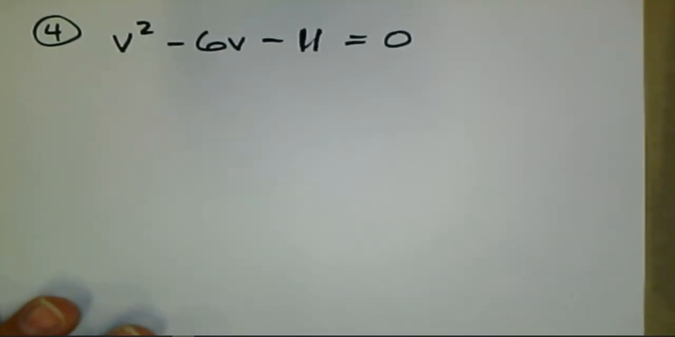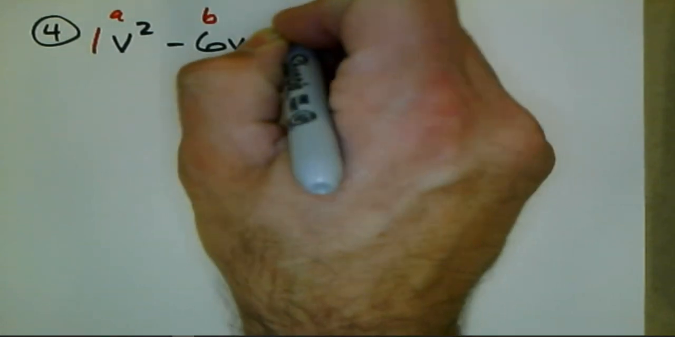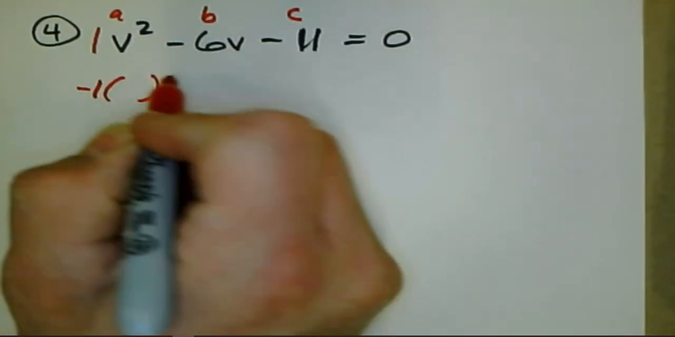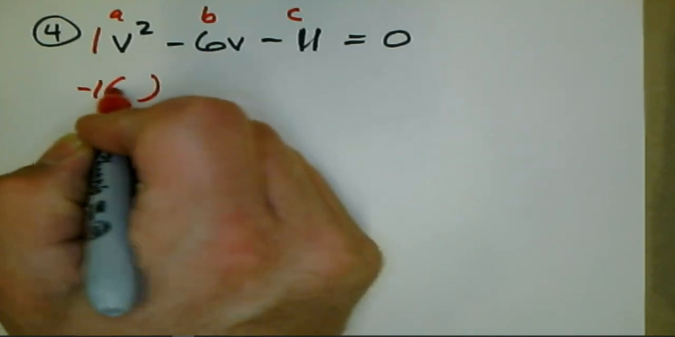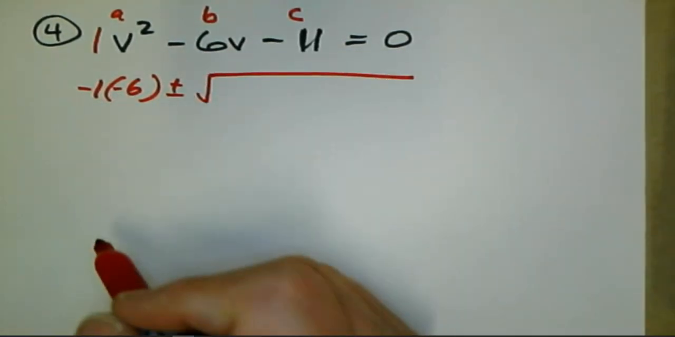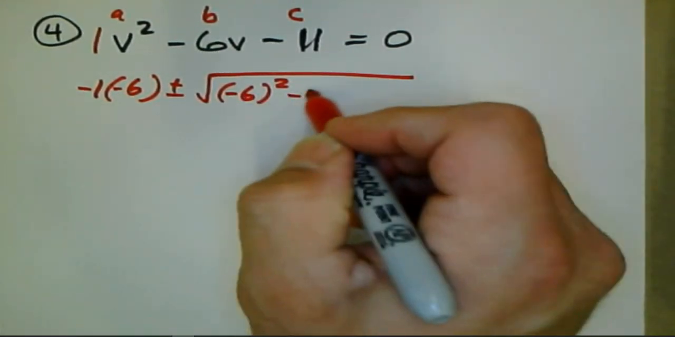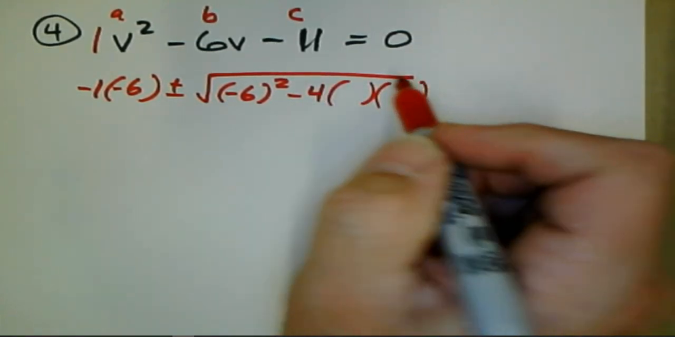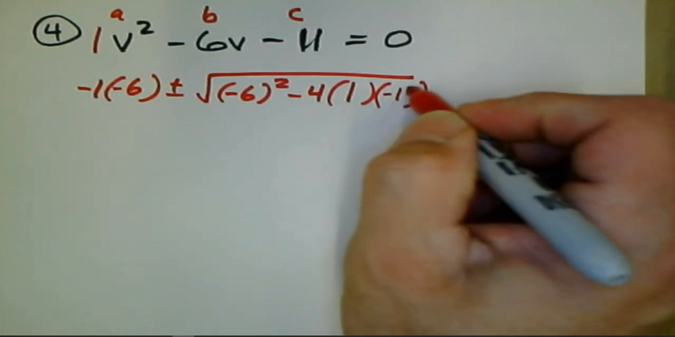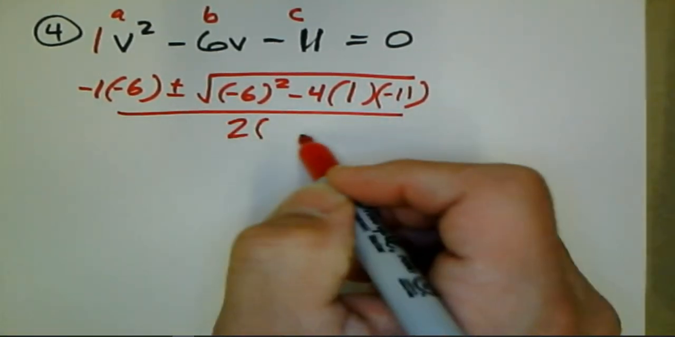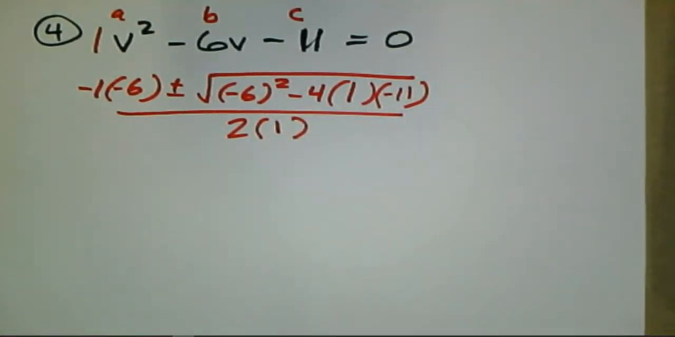I'm going to show, maybe right after this, you guys can move on, but I'm going to show the guys at home how to break those radicals down. So this is the A, this is the B, this is the C, and I'm going to cheat here, negative 1 times B, which is negative 6, times B squared, which is negative 6 squared, minus 4 times A and C. Well, A is 1, C is negative 11, all over 2 times A, which is 1. I just went ahead and did it all at once.